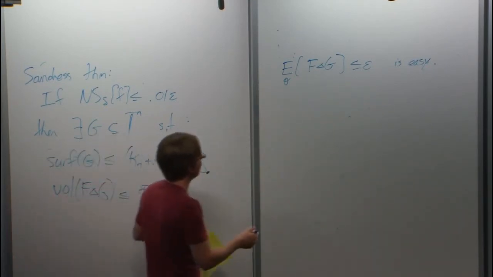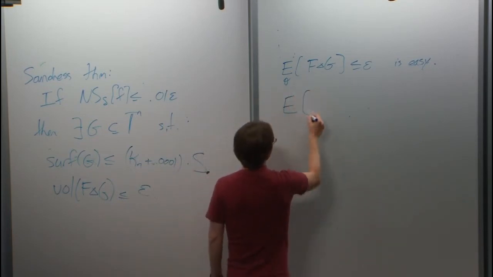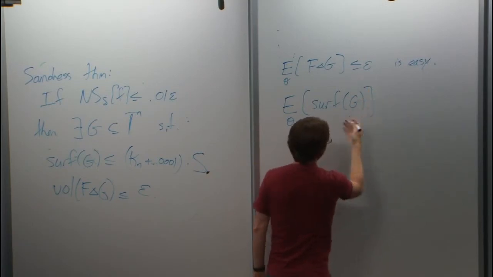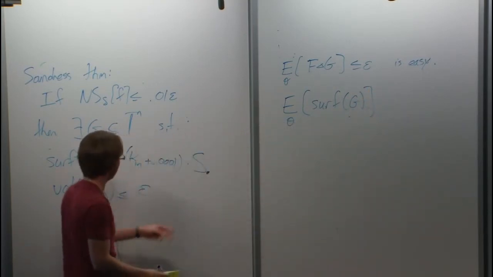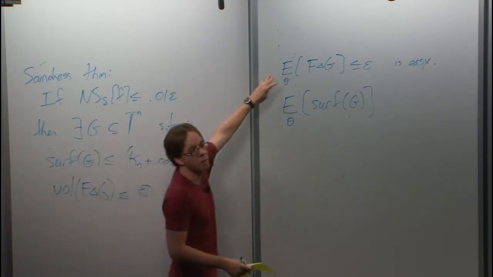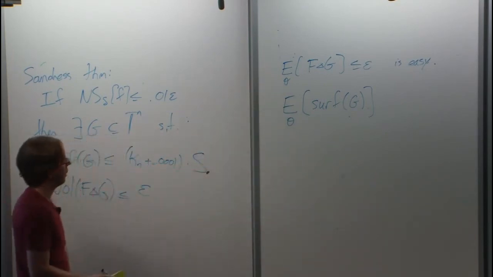But the main thing is to bound the expected value, again over theta, of the surface area of G, because it's constructed in a somewhat weird way. And we're going to show that it's at most this in expectation. So, probabilistic method: if we make this high probability, then the right G will exist.